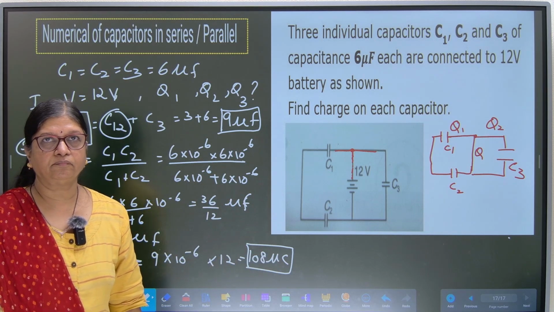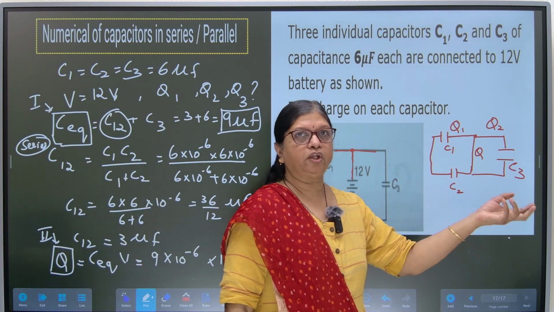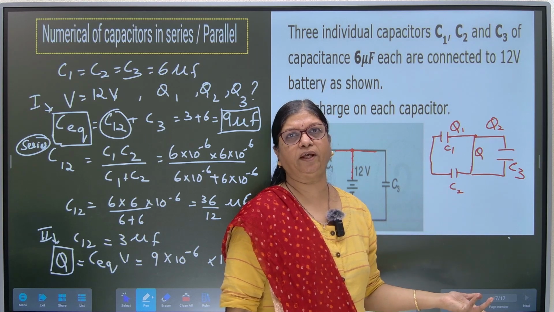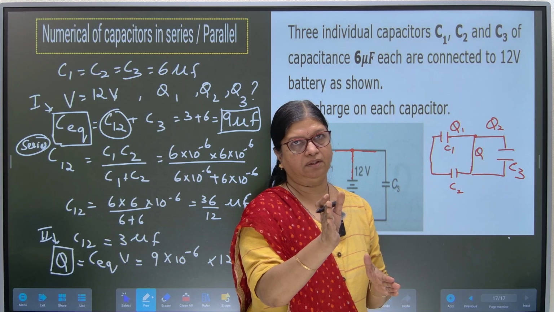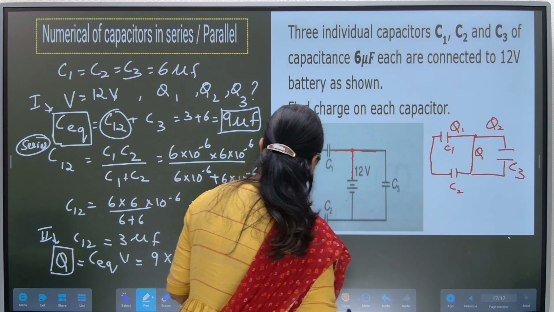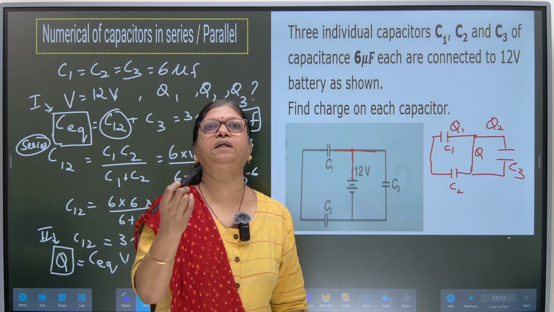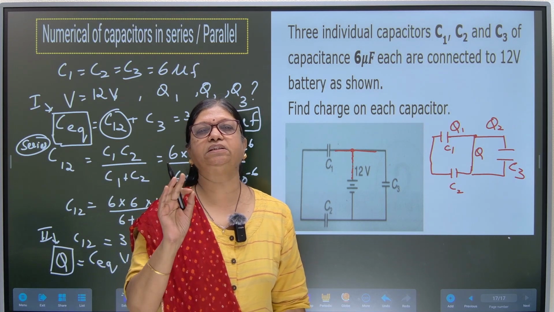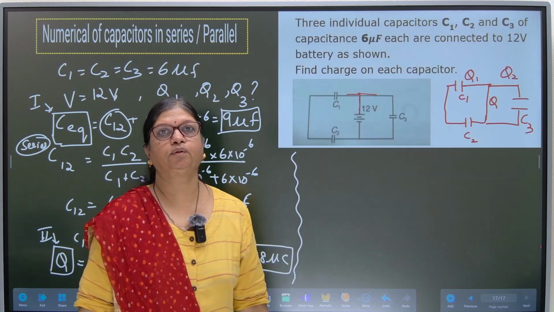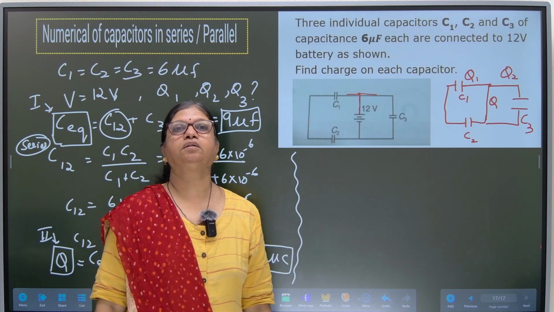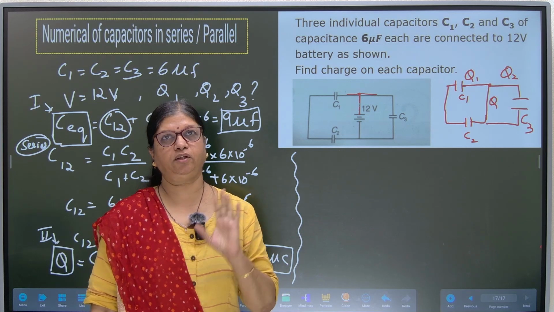Once we get Q2, it is easy to get Q1. Just subtract it. You can do it in different ways, but this is an easier method. Let me teach you one method, which is the ratio method of capacitance. So let us now learn the ratio method of finding out the charges Q1 and Q2.